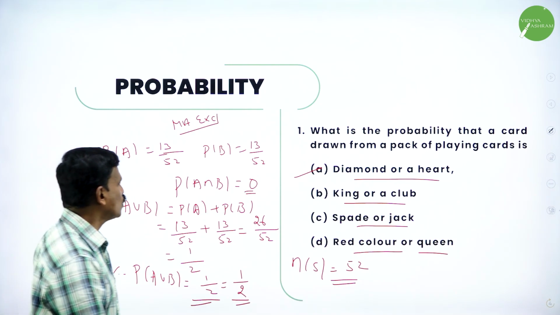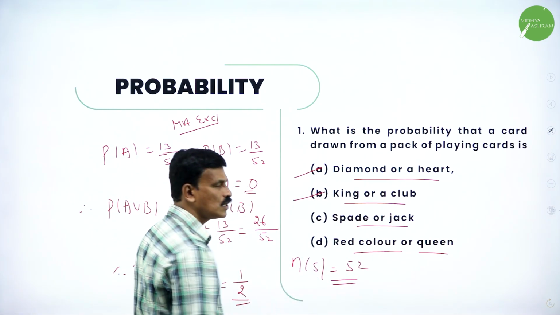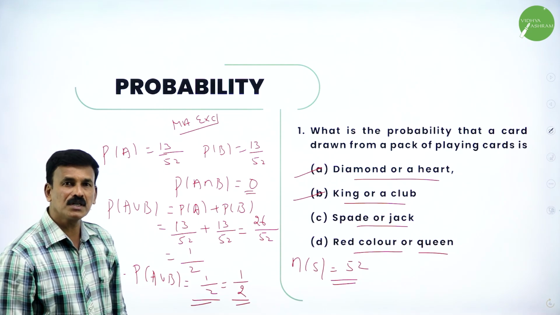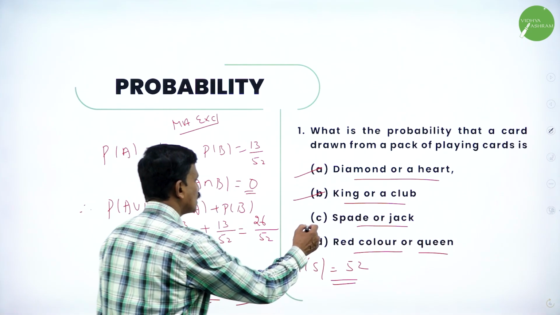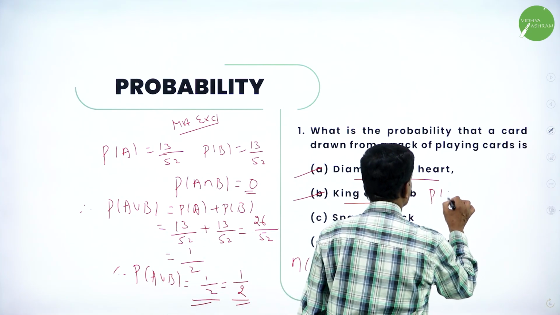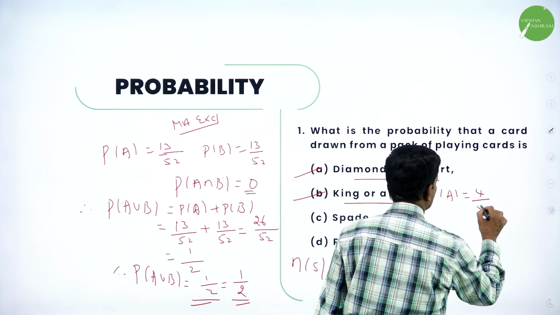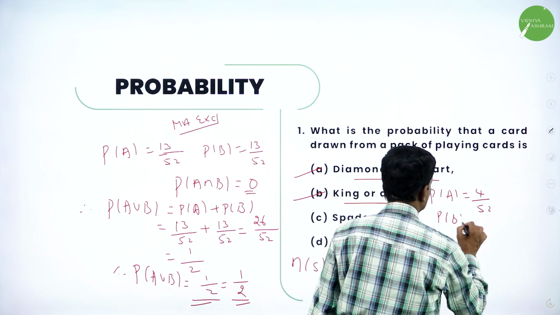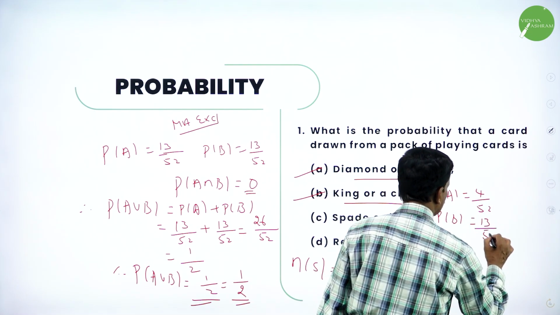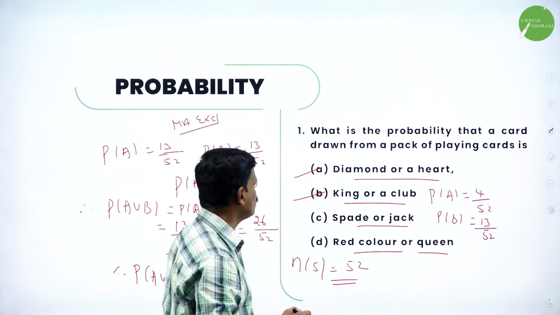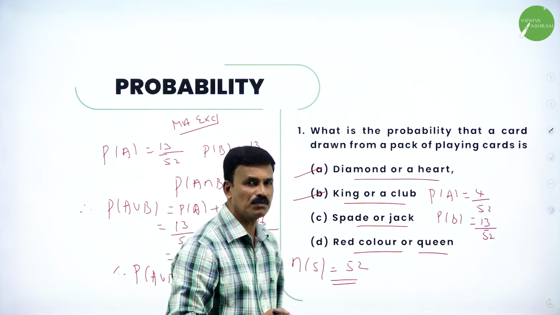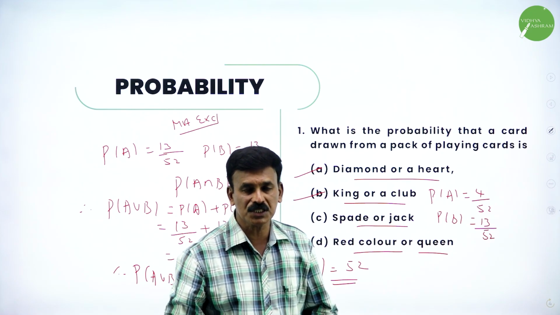Hope you followed. Now move on to the second one, king or a club. What is the probability of getting a king or a club? Here, king means probability of A. King is equal to 4 by 52 and club is equal to 13 divided by 52. So P of A is 4 by 52 and P of B, that is club, is equal to 13 by 52. Now what is the intersection here?